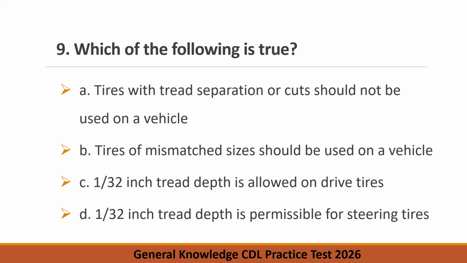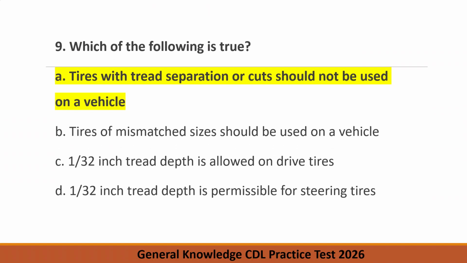9. Which of the following is true? A. Tires with tread separation or cuts should not be used on a vehicle. B. Tires of mismatched sizes should be used on a vehicle. C. 1/32 inch tread depth is allowed on drive tires. D. 1/32 inch tread depth is permissible for steering tires. Answer: A.